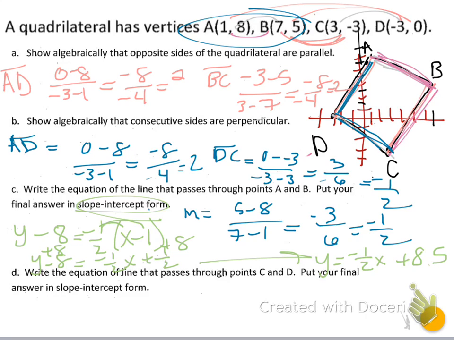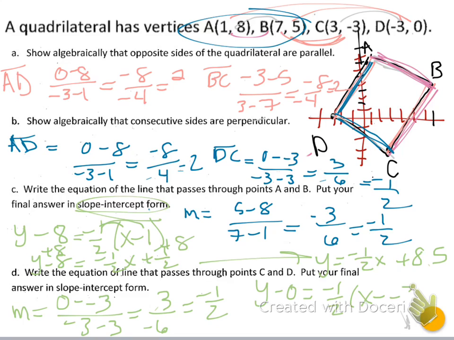Write the equation of the line that passes through CD and put your answer in slope-intercept form. Okay, so this time it's CD, so let's find the slope first. So I'm going to do 0 minus negative 3 over negative 3 minus 3. So we got 3 over negative 6, negative 1/2. And then let's pick point D, so y minus 0 equals negative 1/2 times x minus negative 3. So that changes to a plus. But we need it in slope-intercept form, so get y by itself. Y minus 0 disappears. Negative 1/2 x minus 1.5, because we gotta do negative 1/2 times 3. So there's my answer for that.